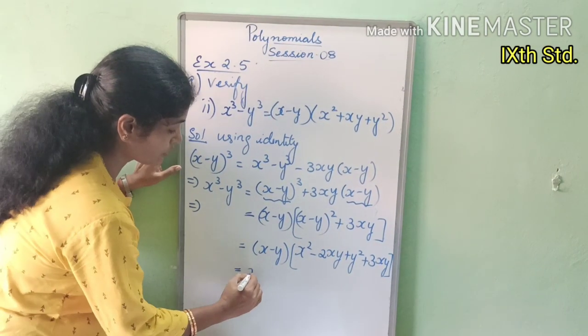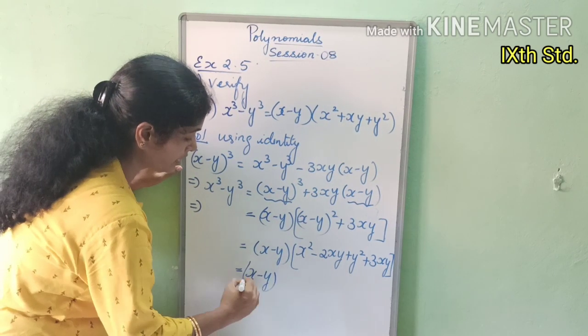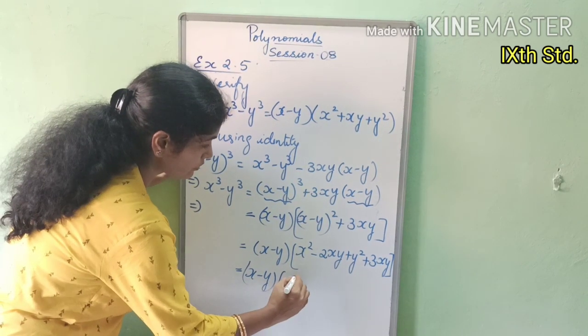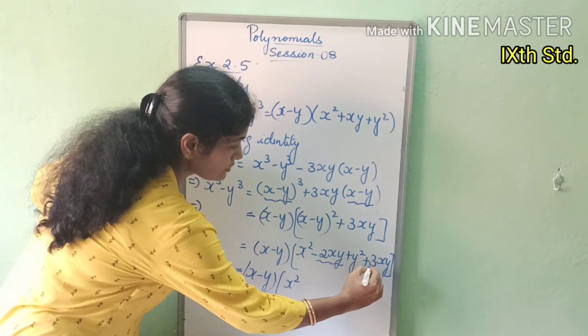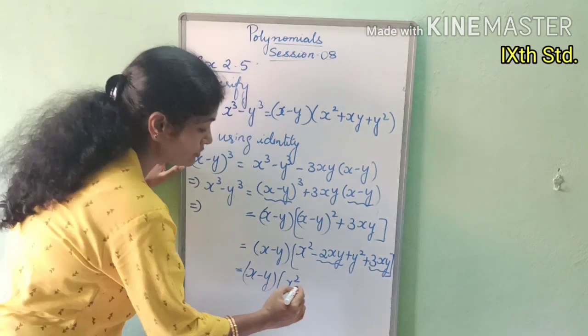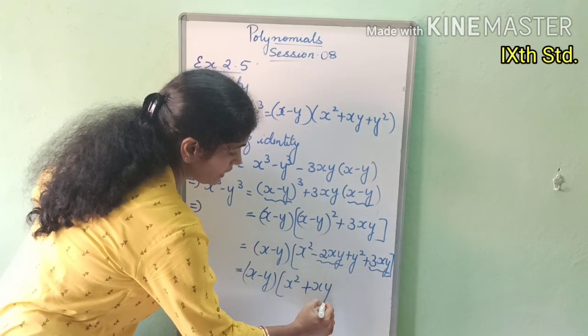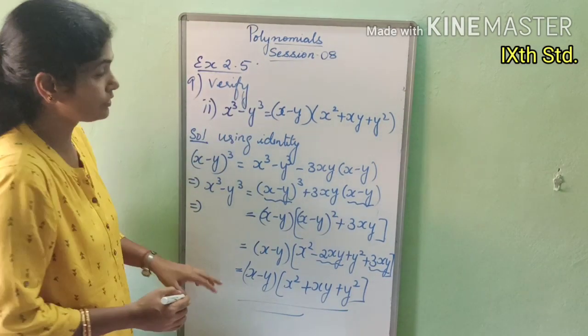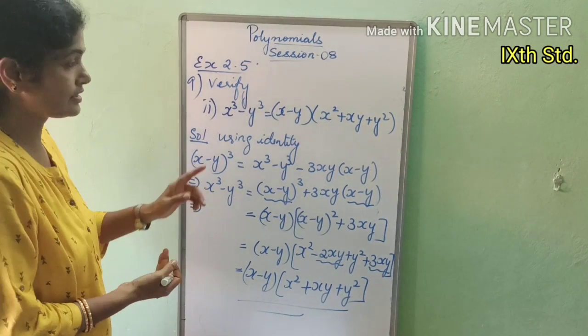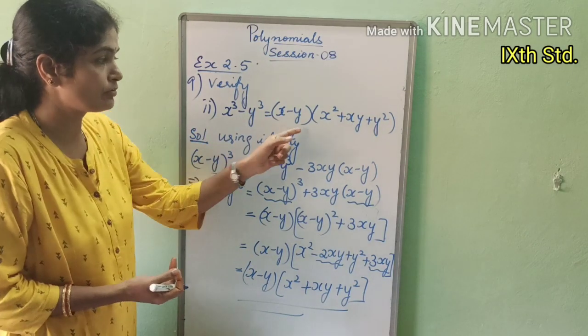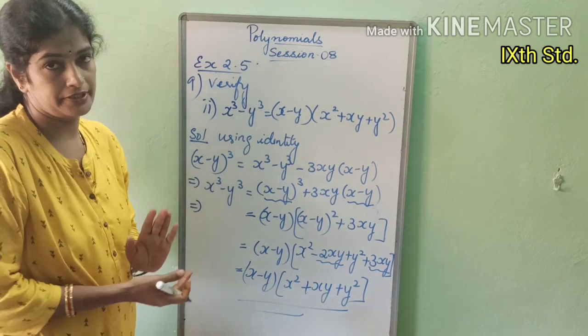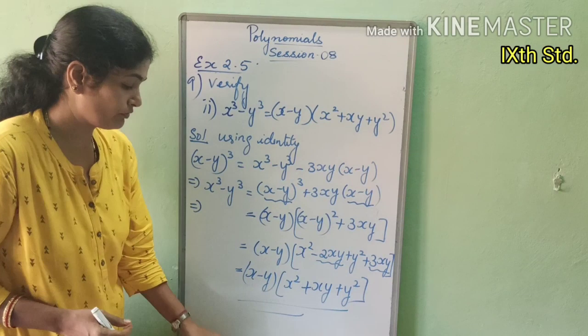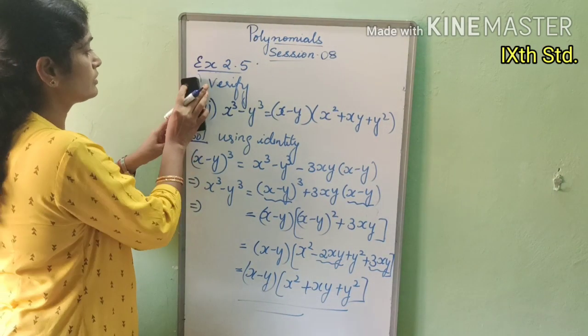So this is equal to x minus y into x square, minus 2xy and plus 3xy, so that is plus xy, plus this term y square. So this is equal to your RHS. So x cube minus y cube equal to this is verified. Fine. Now with this we will move to the next problem.